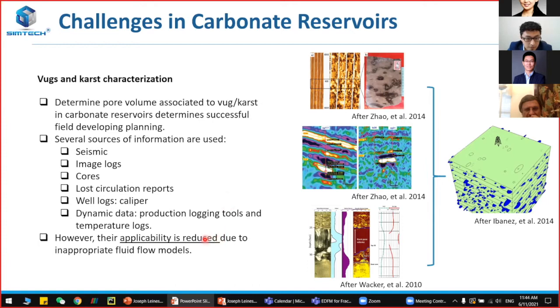Now let's continue with this other important topic. Even though the model is as accurate as possible, the sad part is that its applicability is highly reduced because of the inappropriate fluid flow models that current reservoir simulators have.